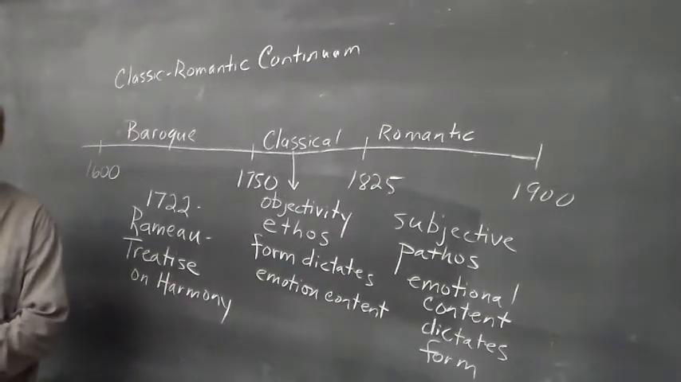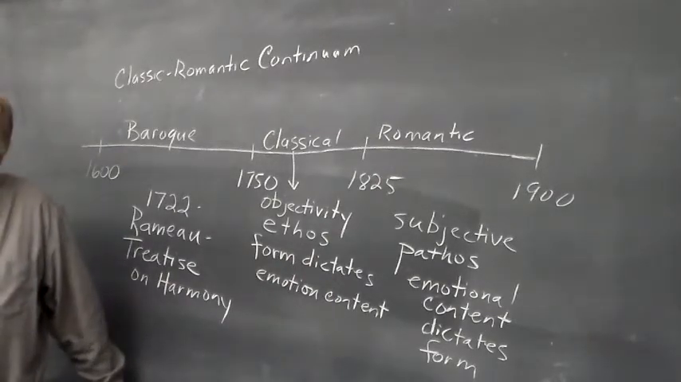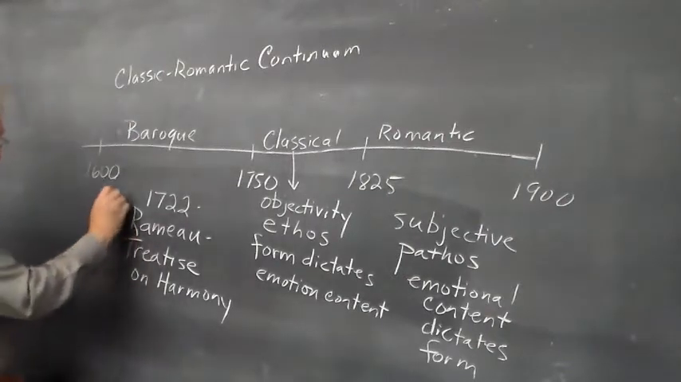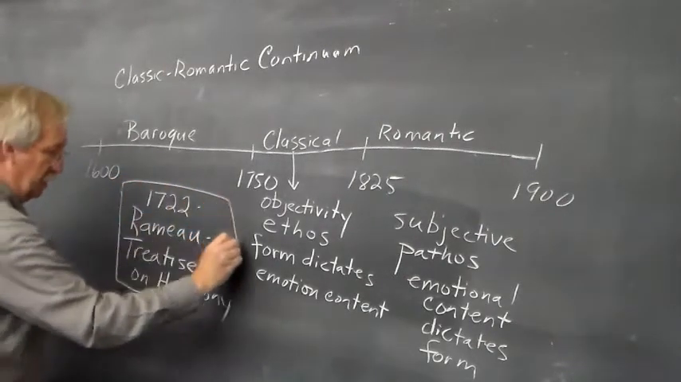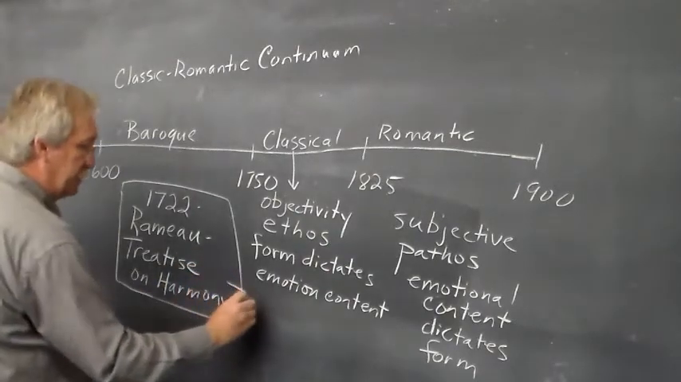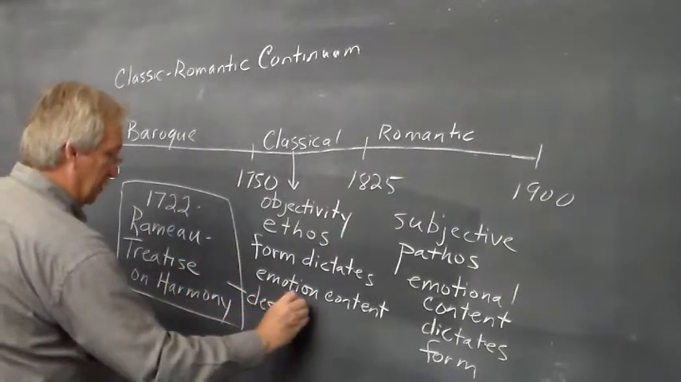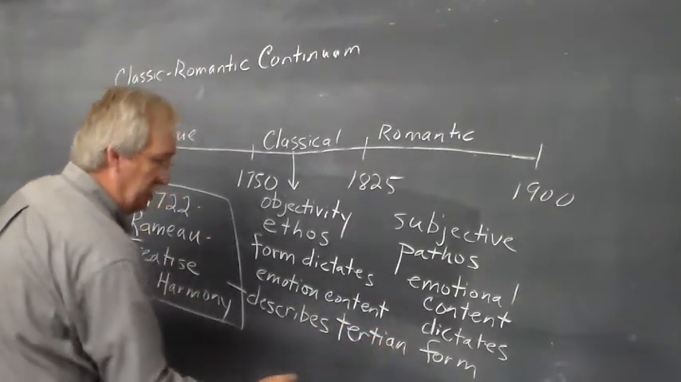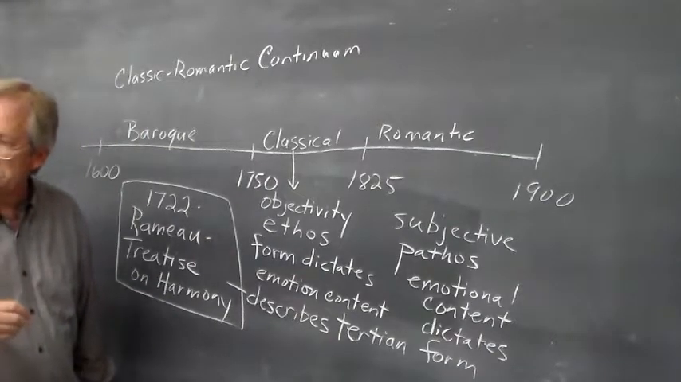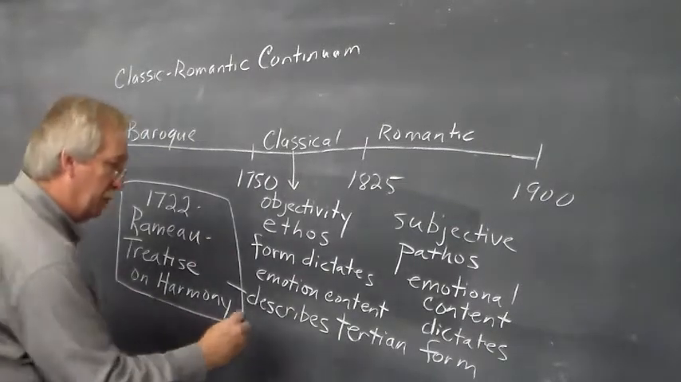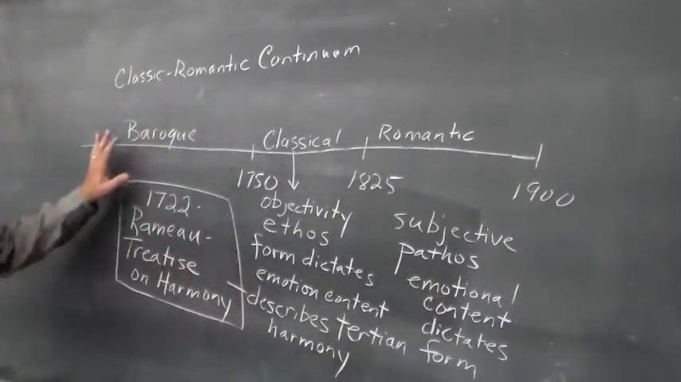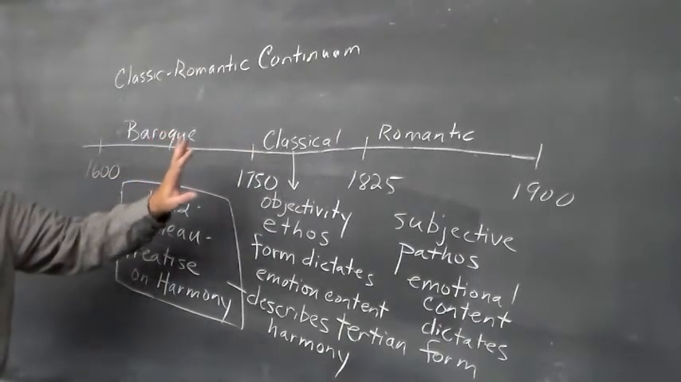And so he's looking at that element as something which is a basic component, and that's something that hadn't really been articulated before. So you should know about this important treatise. And I'll just write here that this describes tertian harmony. And again, tertian harmony just has to do with harmony that's based on the interval of the third. And so that describes the basic principles for this 300 years of composition.